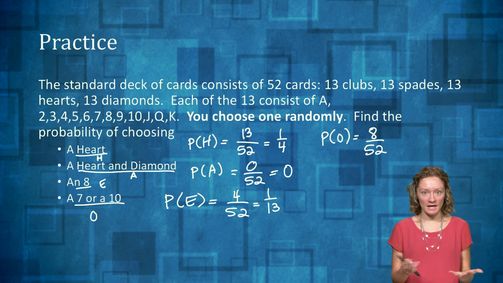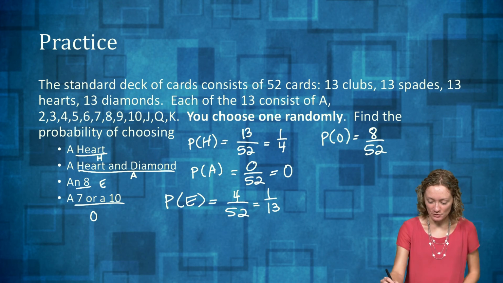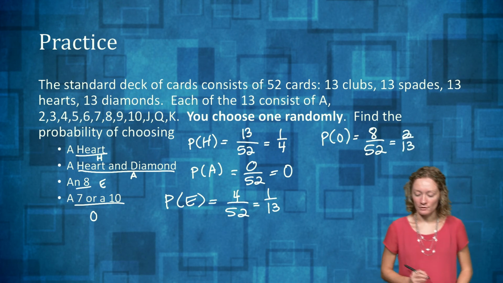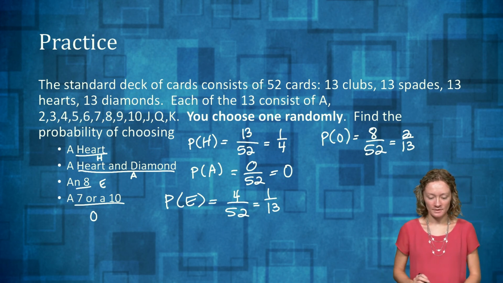Imagine you're playing a card game where the whole deck exists. The last thing you need is either a 7 or a 10 and you win the game. You have an 8 out of 52 chance of that happening. This simplifies to 2 over 13. Should always be simplified in the end.